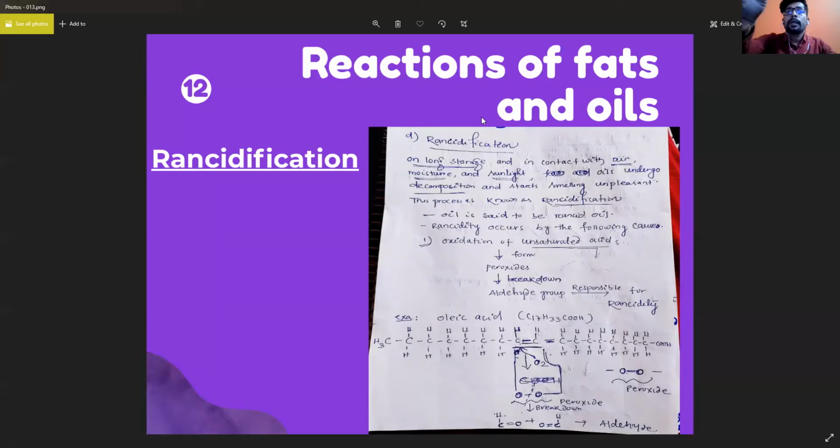Here I have used oleic acid because oil is said to become rancid. In oleic acid, a double bond is there. What will happen during rancidification? It comes in contact with air, meaning oxygen. The double bond, the pi bond, helps contact with the oxygen to form peroxides. These peroxides break down to form HCO plus HCO, and the HCO main functional group is known as aldehyde, and these aldehyde groups are responsible for rancidity. This is all about rancidification.